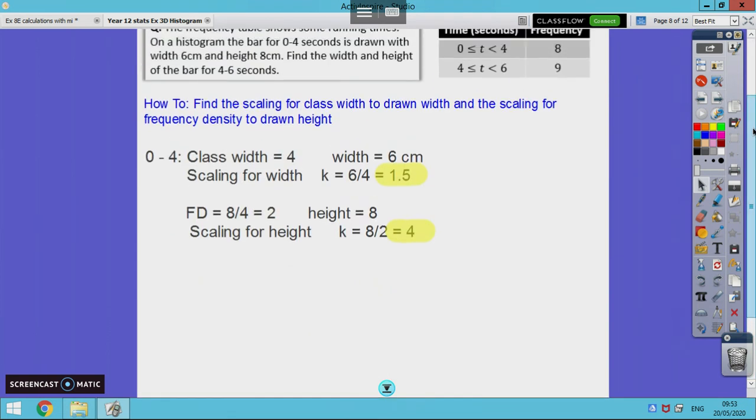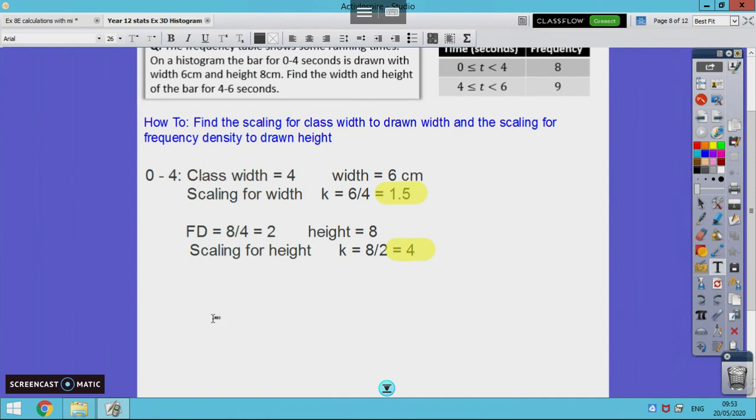Let me go down a little bit more. So for 4 to 6, that's what I'm going to put aside here. For 4 to 6, the class width is 2. So therefore the actual width would have to be 2 multiplied by 1.5, which is 3 centimetres, because we would have to multiply it by that scaling factor.